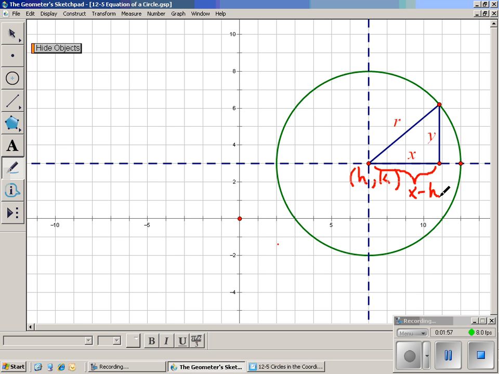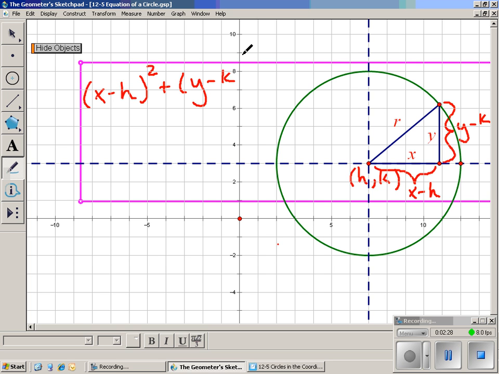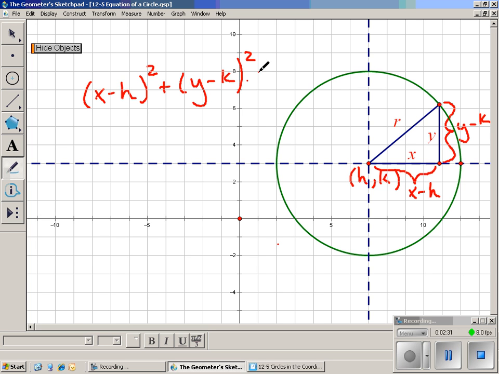Because x is the distance from the origin to that point, and h is the distance from the origin to the center, and so this is x minus h. This right here is y minus k. Okay, and the radius is still going to be the radius. So again, using x minus h and y minus k, I can still plug those into the Pythagorean theorem and get the formula of x minus h squared plus y minus k squared is equal to r squared.